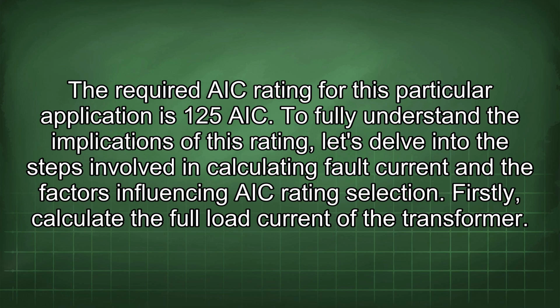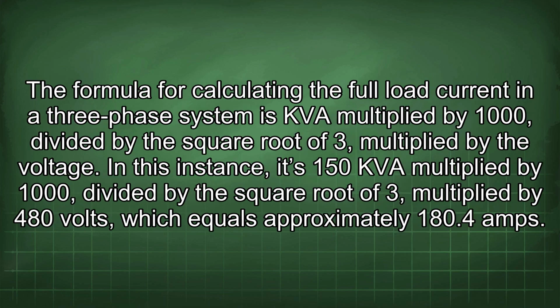To fully understand the implications of this rating, let's delve into the steps involved in calculating fault current and the factors influencing AIC rating selection. Firstly, calculate the full load current of the transformer. The formula for calculating the full load current in a three-phase system is kVA multiplied by 1000 divided by the square root of 3 multiplied by the voltage. In this instance, it's 150 kVA multiplied by 1000 divided by the square root of 3 multiplied by 480 volts, which equals approximately 180.4 amps.